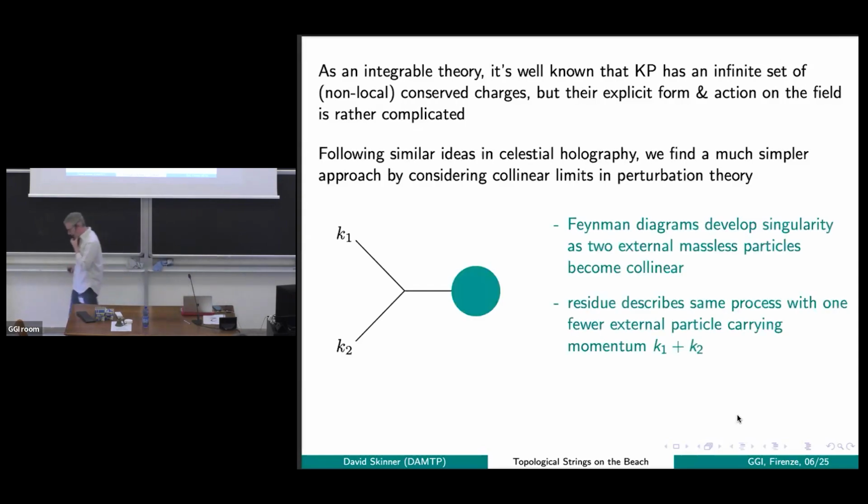So in exactly the same way as in celestial holography, it turns out we'll find a much simpler way of getting to what these charges are, or symmetry is, by considering them not as normal charges, but as asymptotic charges. In particular, by considering collinear limits in perturbation theory, we'll be able to find a much simpler understanding of what the symmetry of these equations really are. So just as in gravity or in Yang-Mills, we'll consider a scattering process in perturbation theory where we take two external particles to become collinear, and the corresponding Feynman diagram will develop a pole, and the residue of that pole will tell us about the symmetry.